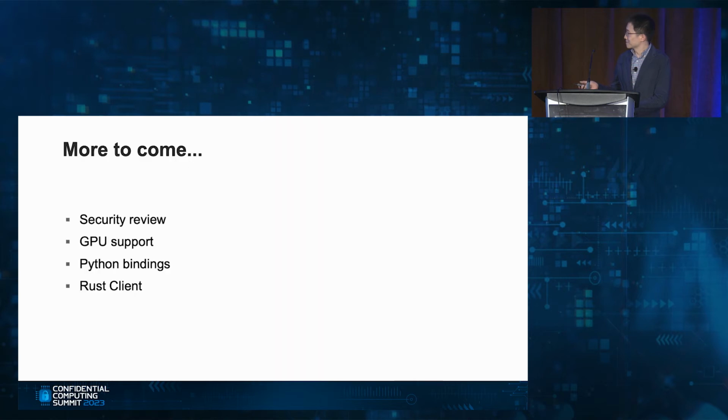I did that. Right. So for the Certifier framework, we are going to conduct more strict security reviews as we go. And we are also considering support for GPU platforms, for example, NVIDIA Hopper GPUs. We're also thinking about adding Python bindings for more approachable AI machine learning use cases. And then, Rust client support is also on the way.